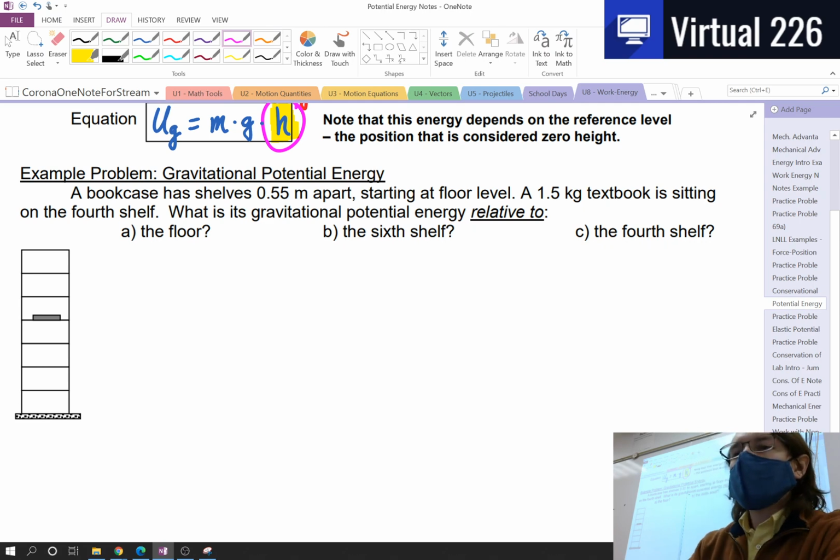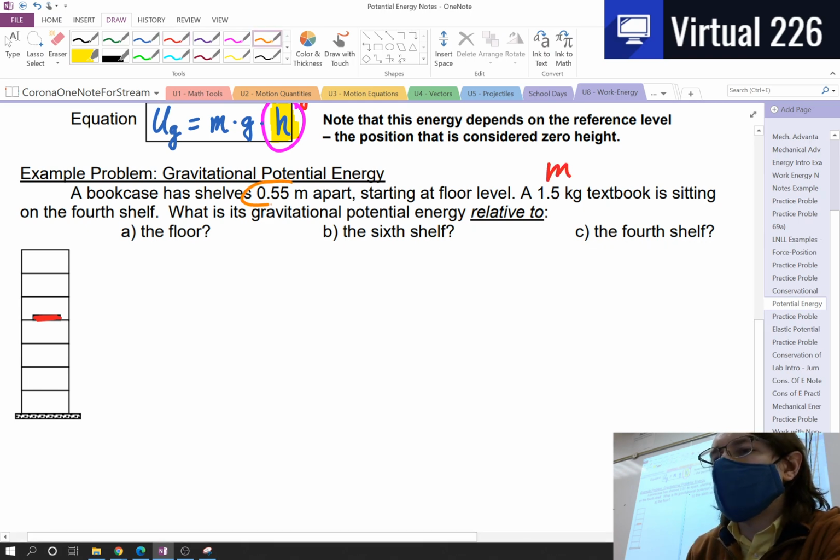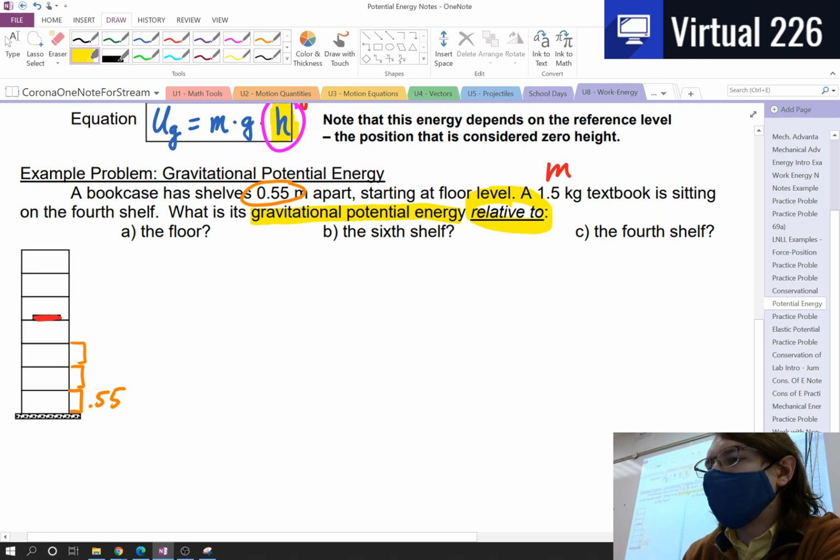Anyways, on this bookshelf, we have a book. So we've got a 1.5 kilogram textbook right here. This is the mass. And each shelf is 0.55 meters apart. So this is 0.55. The next gap is 0.55. The next one's 0.55, etc., etc. What we would like to do is to calculate gravitational potential energies, mgh, relative to 3 different positions.